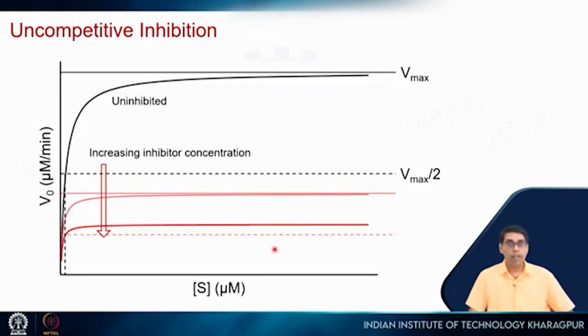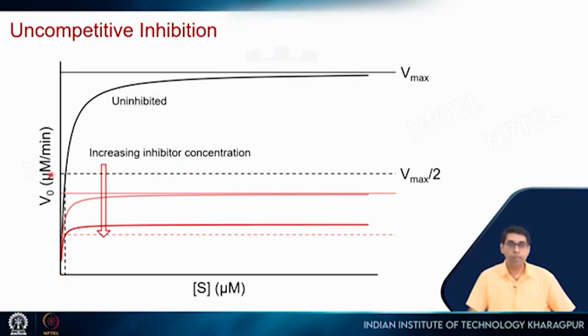So if I go to my standard Michaelis-Menten plot, how will it look? This is my Vmax, which is uninhibited. If I add some inhibitor, my Vmax actually goes down. So this red line is the Vmax. This is my Vmax by 2. And if I go to the intercept, my Km will be somewhere here, right? So actually the Km decreases. Okay, the Vmax decreases, but the Km also decreases.